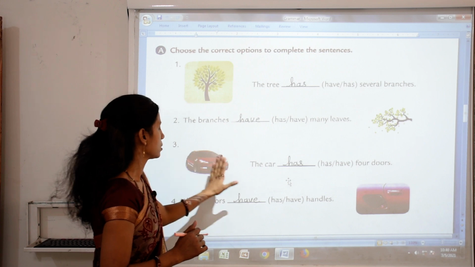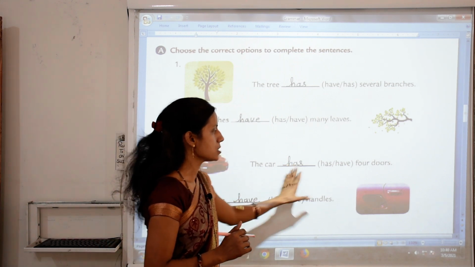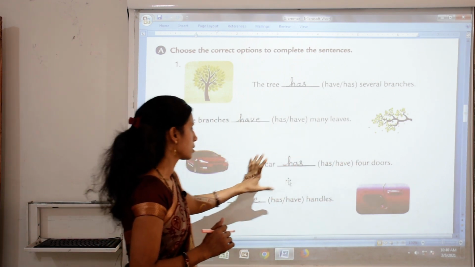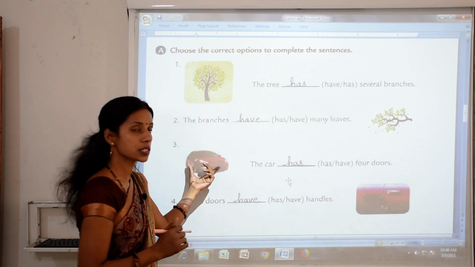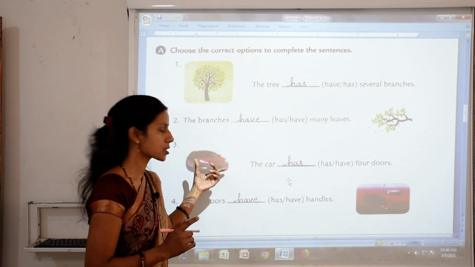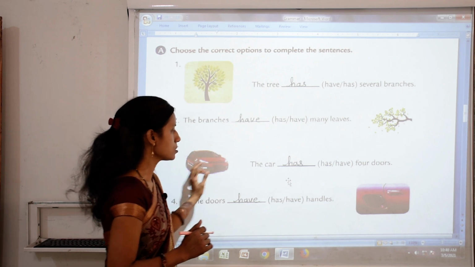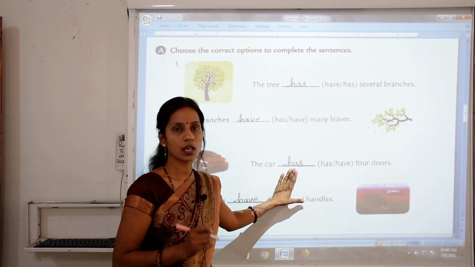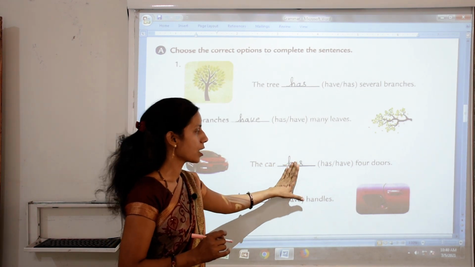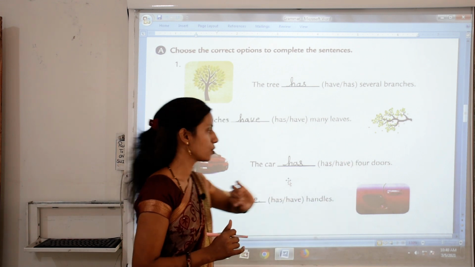Number three, the car has four doors. The car has, here car is a singular thing. Okay, only one thing, car. So we use has, H-A-S, has. The car has four doors.